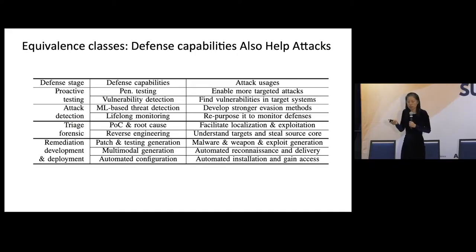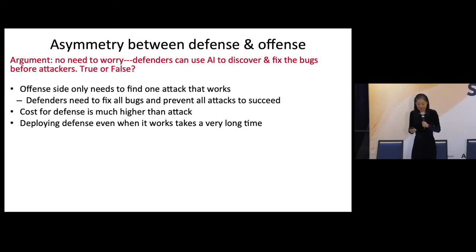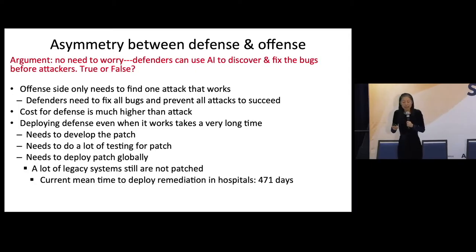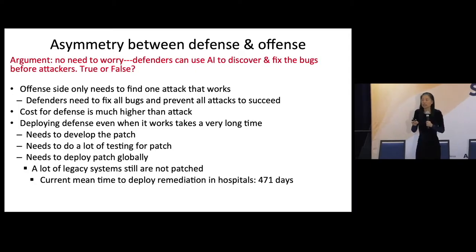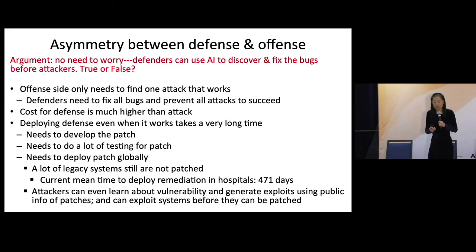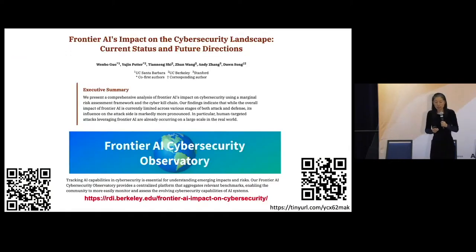So one is what we call equivalence classes. Whatever we develop in general to improve on the defense side, the same technology can be used to help the attacker side. And also there's a natural asymmetry between attacks and defenses that makes AI help attackers more than defenders. So for example, on the offense side, you only need to find one attack that works, but for the defender, essentially you need to fix all bugs and prevent all attacks from succeeding. And in our paper, we also analyze different types of these asymmetries between attacks and defense.